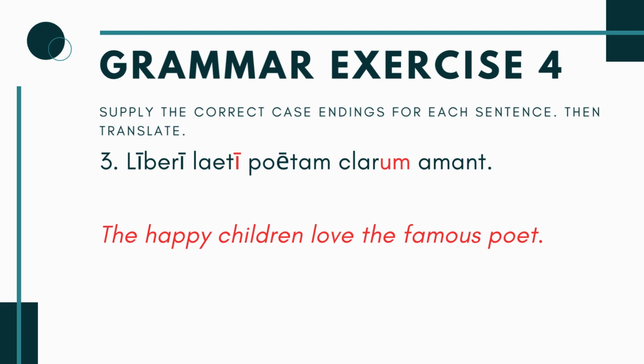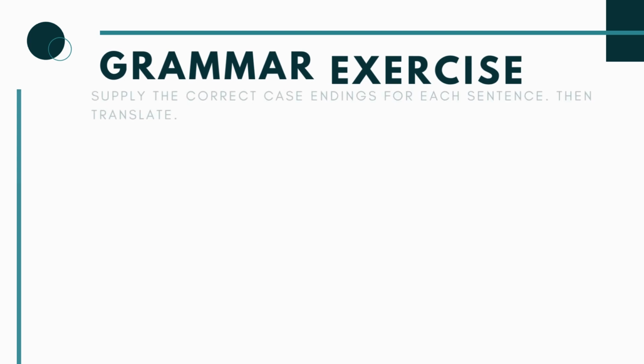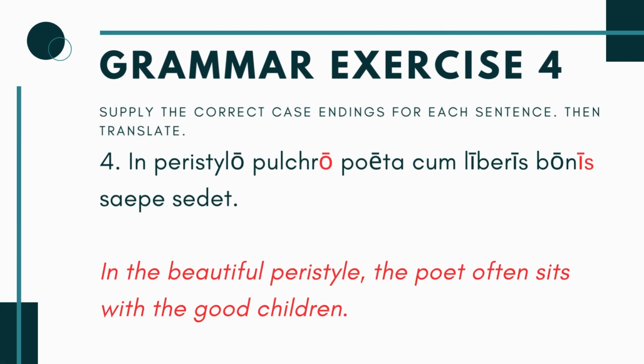It's talking about Lyca. Now, here again, the reason it's um and not am is because poetam is a masculine word, even though it's in first declension. And that's kind of like what we saw in number 1. This might throw you off at first, but it is what's happening here. So again, case, number, gender, you have accusative, singular, masculine. That's why you're using clarum. So they love the famous poet.